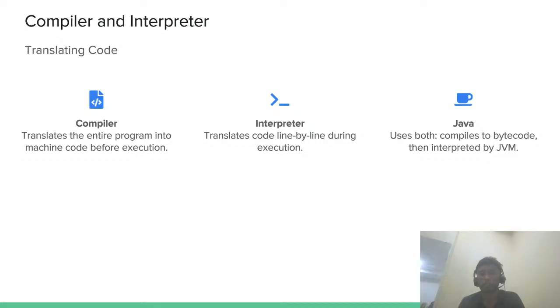A compiler has faster execution than an interpreter, because it does one-time translation, so it is fast while executing. Whereas the interpreter checks and executes line by line, so it takes a lot of time. Java uses both: the code first compiles to bytecode and is then interpreted by the JVM. Okay.